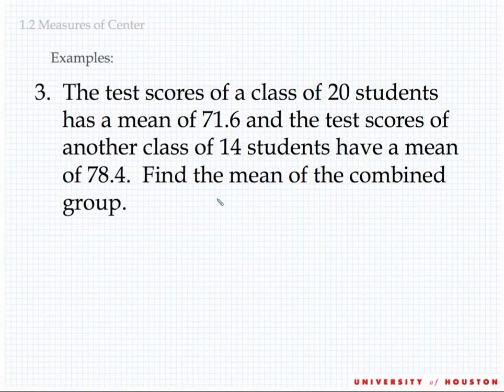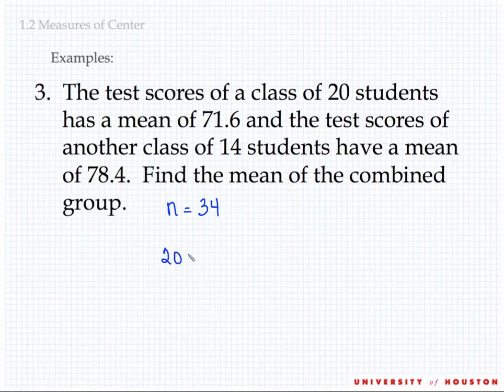Example 3. The test scores of a class of 20 students has a mean of 71.6, and the test scores of another class of 14 students has a mean of 78.4. Find the mean of the combined group. Well, there's 34 students in the combined group.